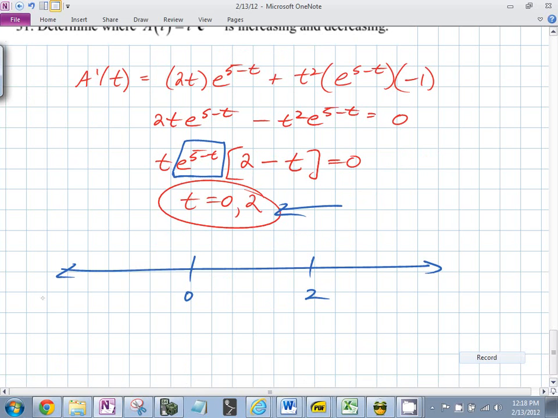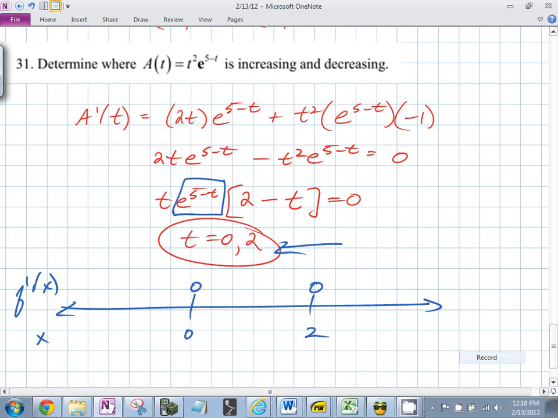You have your x values, and you look at your f prime values. You know these are 0. What's in between that's easy to test? So we test 1, and we're interested in positive or negative. You have to be careful because this right here is the derivative. If you plug in 1, is it going to be positive or negative? Well, it's going to be 2e to the 4th minus e to the 4th.